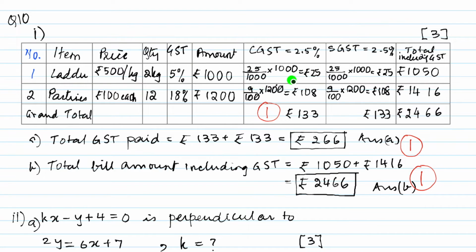So 2.5 upon 100 into 1000, that gives us 25 rupees as the CGST. SGST will be the same. So GST will be 50 rupees. 50 rupees added to this gives 1050.